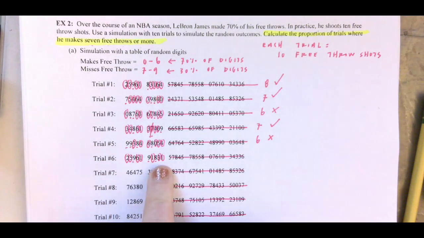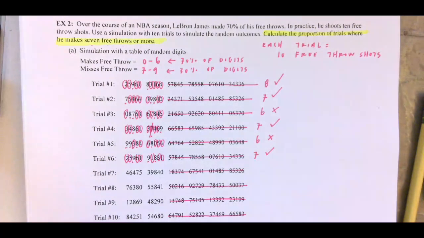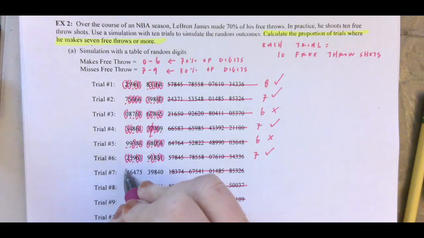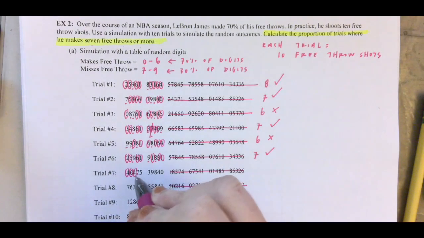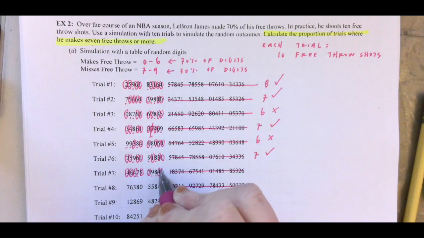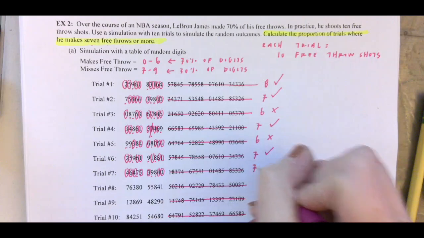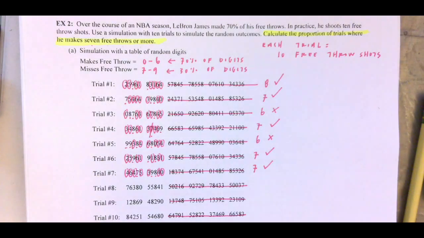Okay, so in this one, 7, which is 7 or more. Okay, trial 7, let's do the same thing. Circle all the ones that he's made. Right, so he's just missed the 7, the 9, and the 8. So he's made 7 out of the 10, which is, yes, 7 or more.